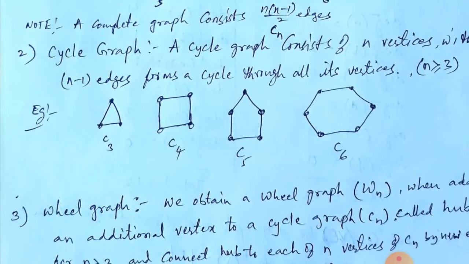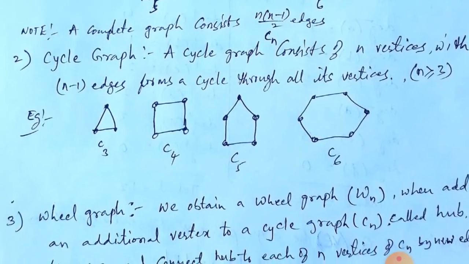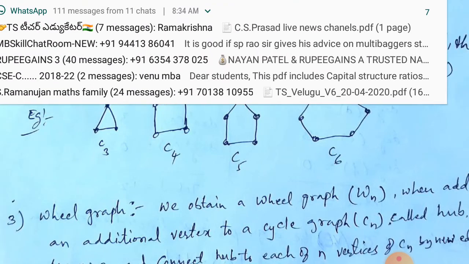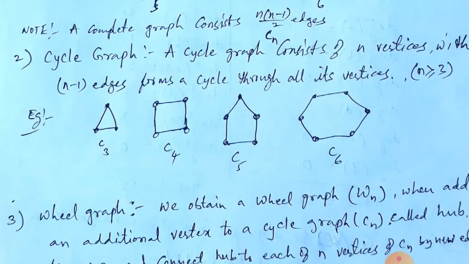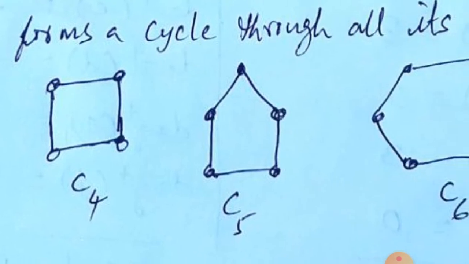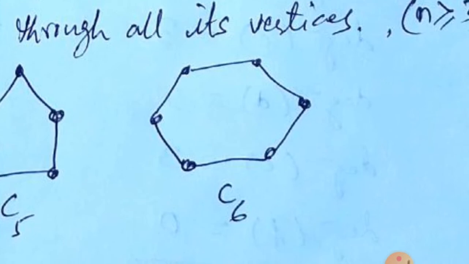Then we'll go for the cycle graph. A cycle graph looks like this, and a cycle graph Cn consists of n vertices with n edges, forming a cycle through all its vertices. For n greater than or equal to 3 only, a cycle graph exists. Now observe the C3 graph here. 3 vertices and 3 edges are there, that is denoted by C3. Now the C4 graph has 4 vertices and 4 edges. In the C5 graph observe 5 vertices and 5 edges, and in the C6 graph 6 vertices and 6 edges.